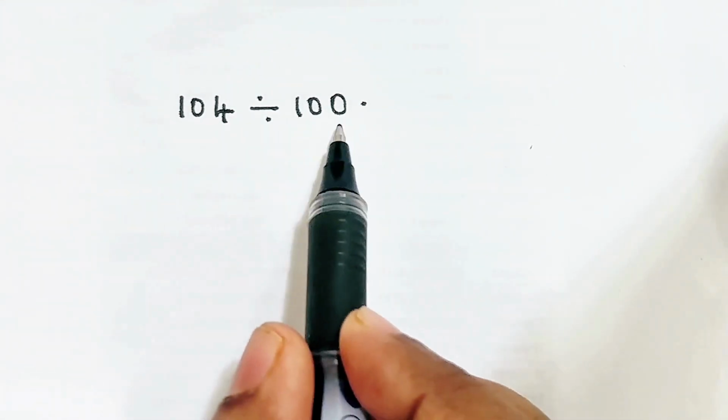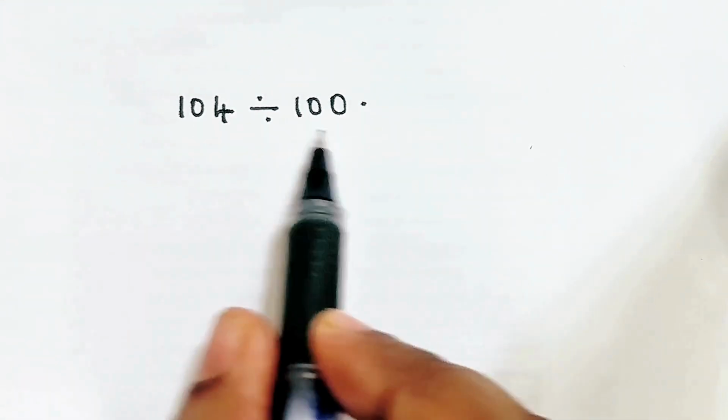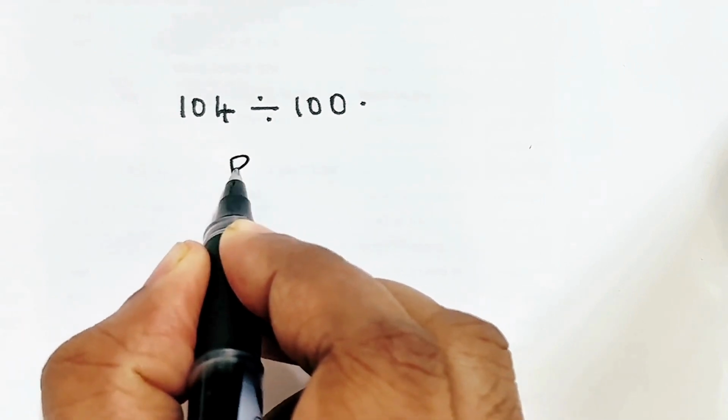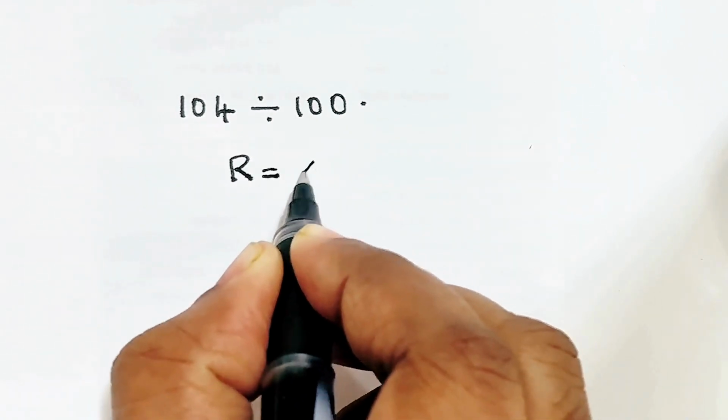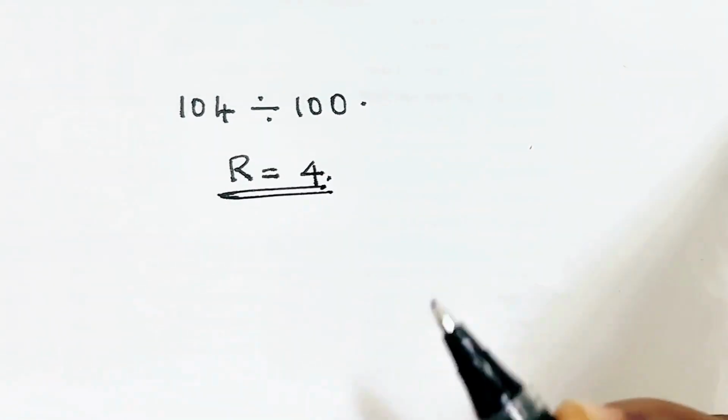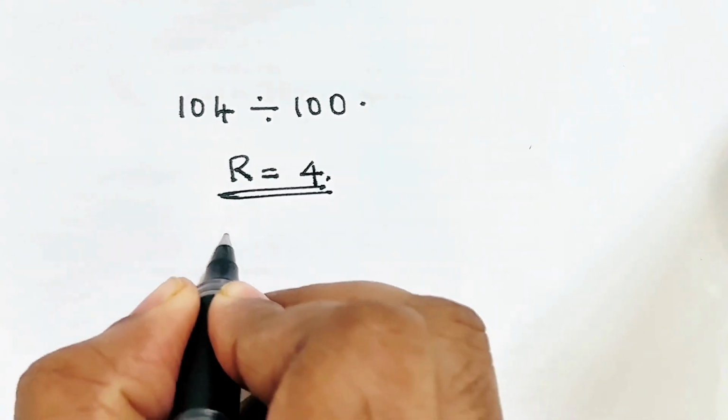So here I am taking a simple example. My first number is 104 divided by 100, and as you know, when we divide 104 by 100 we will get the remainder as 4. That is, remainder is equal to 4. Now let's take another example.